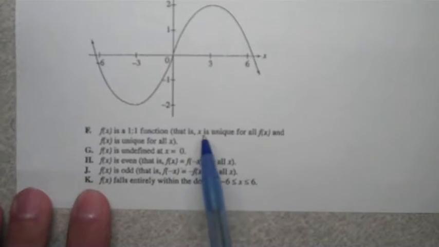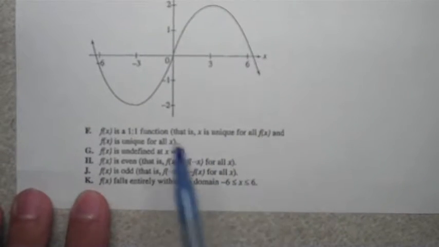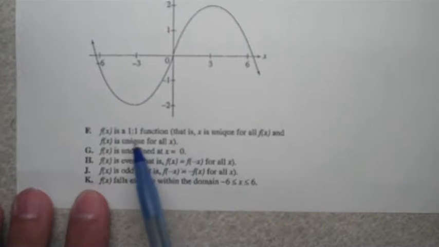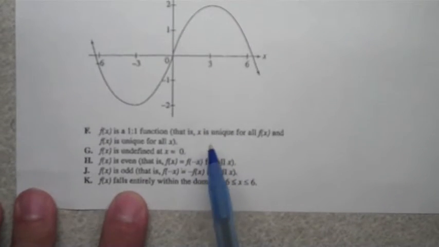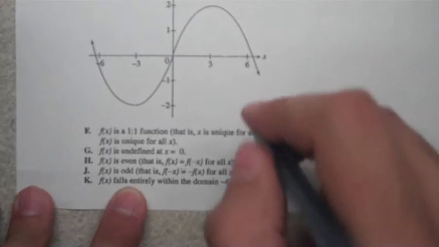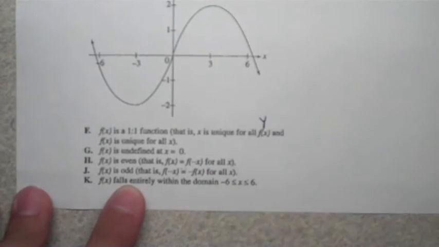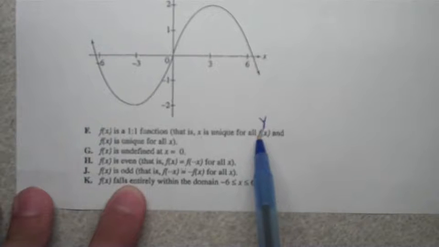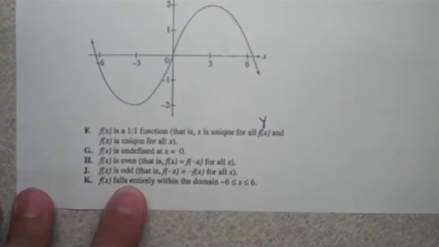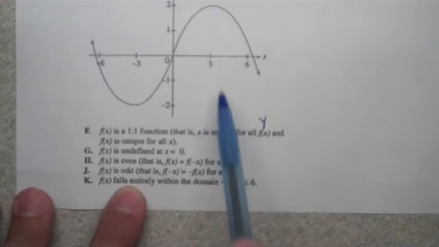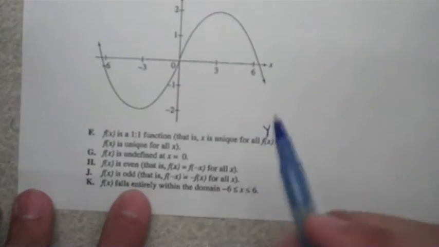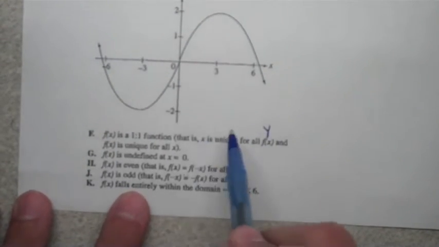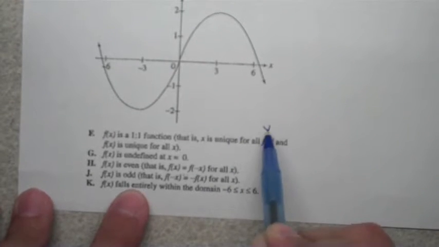That means that x is unique for all f of x, and f of x is unique for all x. Unique is another way of saying that it doesn't repeat. So if x is unique for all, f of x is really saying y here. X is unique for all y is another way of saying you can't have the same x with 2 different y's. It's another way of saying x can't actually cheat, if you remember function notation. So x can't repeat with 2 different y's.